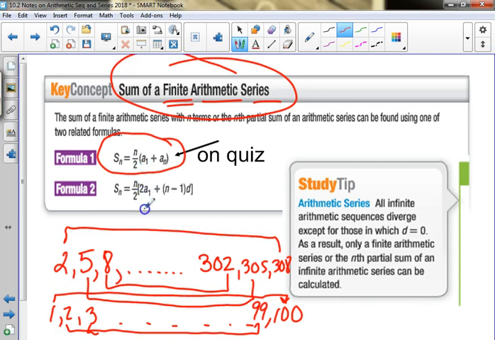Okay. This formula is, if you don't know the last term, you can plug this in, but it's just a combination of the 2 formulas we already have, so I didn't give you that one, because you should be able to do it. All right.